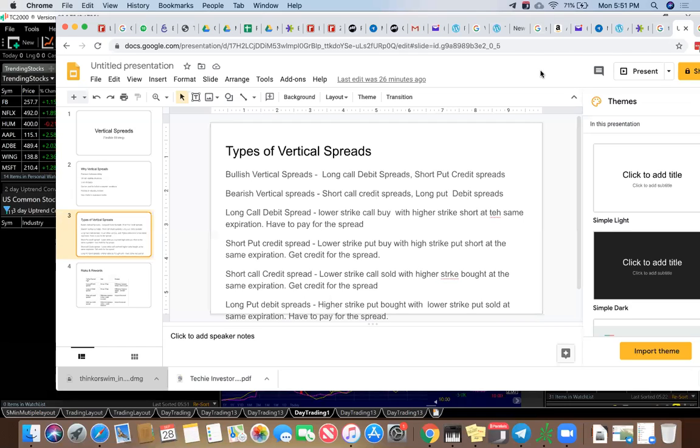So similarly for the call credit spreads and for the put credit spreads, the credit spreads can be used for income generation, guys. Does that make sense? Any questions so far?